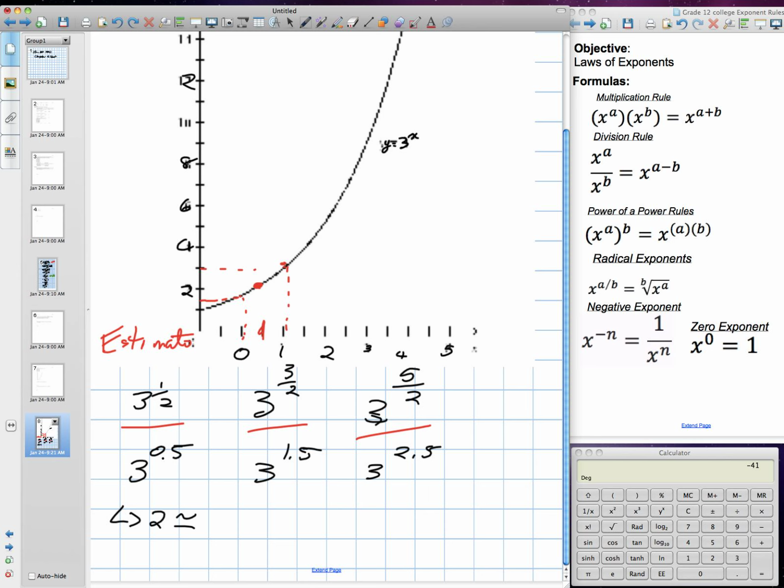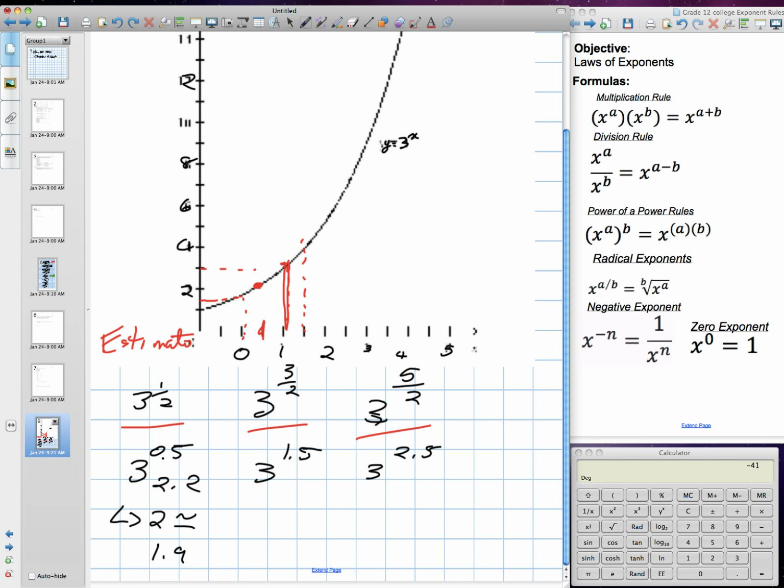I think it was less than 2 or a little above 2, whichever way you lined it up on the graph. Maybe you wrote it as 1.9, 2.2. Something like that would have been acceptable as an estimation. Okay? 1.5. That is between 1 and 2. Now, the reason I use these as references is because I know exactly what they're equal to.